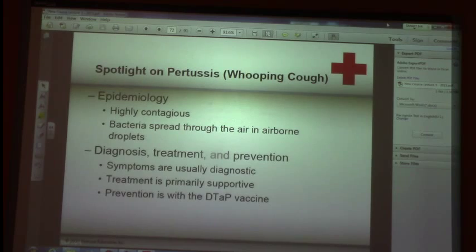This is a highly contagious condition. The bacteria can spread through the air in airborne droplets. And again, the symptoms, which will be the whooping sound of the cough, are usually diagnostic. Treatment will be primarily supportive, and the best way to prevent it is with the DTaP vaccine. So if you know you will be working with young children, particularly infants and toddlers, it is recommended to get the DTaP vaccine.